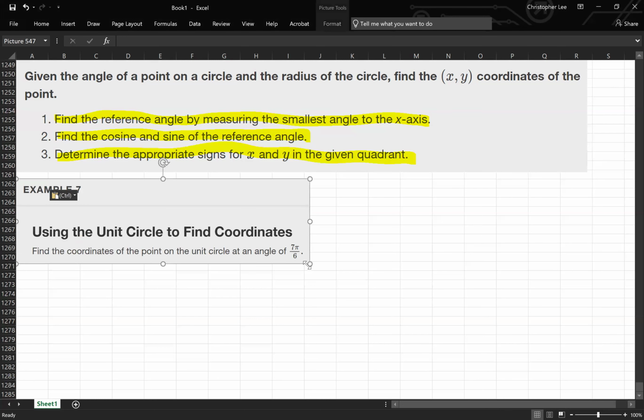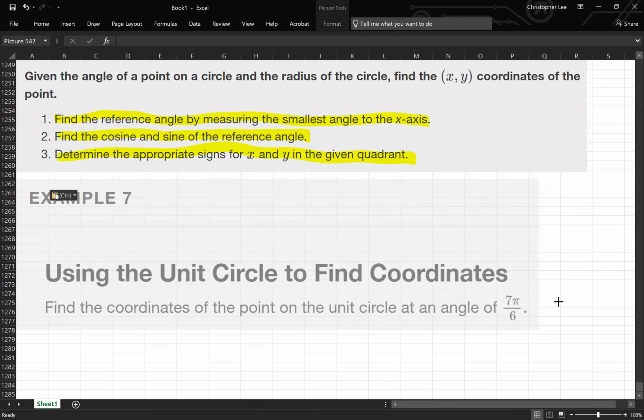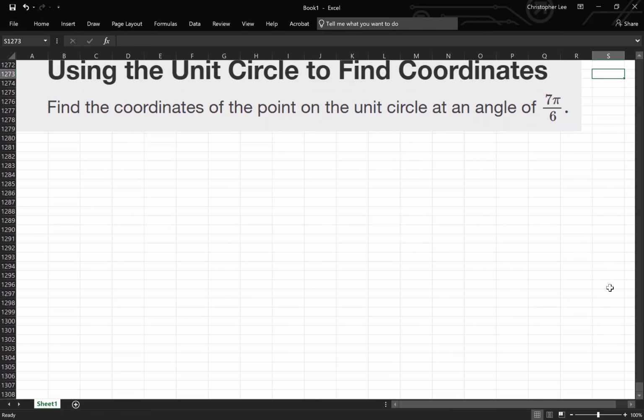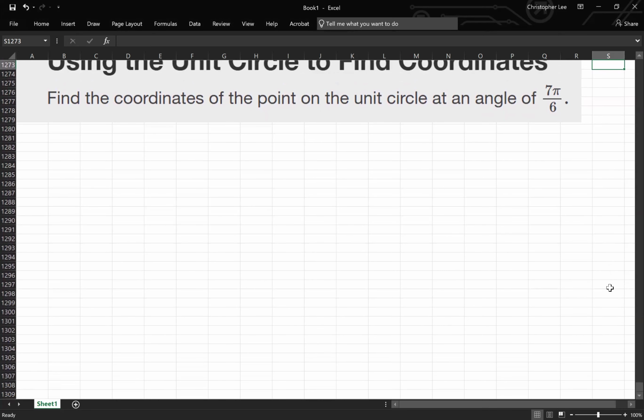Look at an example. So using a unit circle to find the coordinates, you want to find the coordinates of the point on the unit circle at an angle of 7 pi over 6. Not gonna lie, I don't know what that is, so I got to convert it. 7 pi over 6, I'm gonna multiply that by 180 over pi. Let's see what I get. Pi's cancel, 6 and a 1. I think this is 30. 6 and 6 is 12. 30, yeah, that's good.